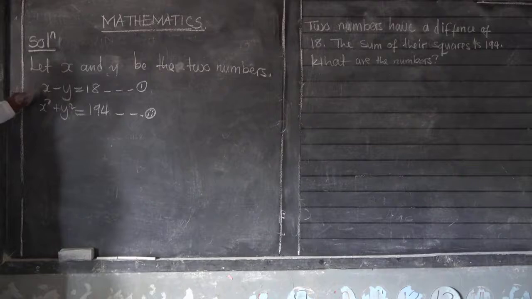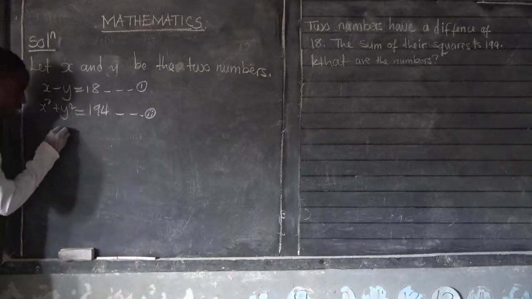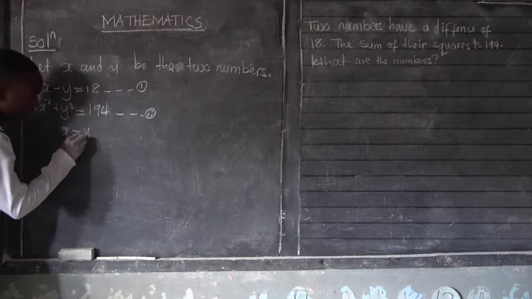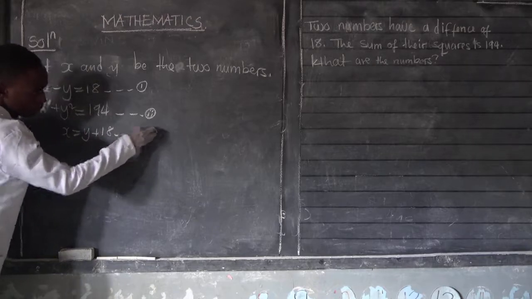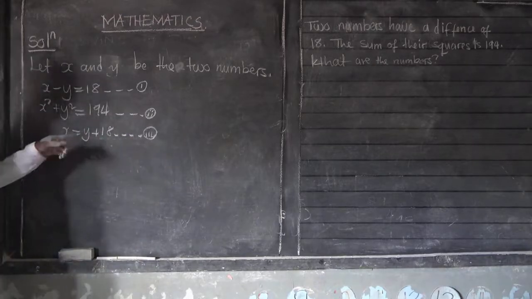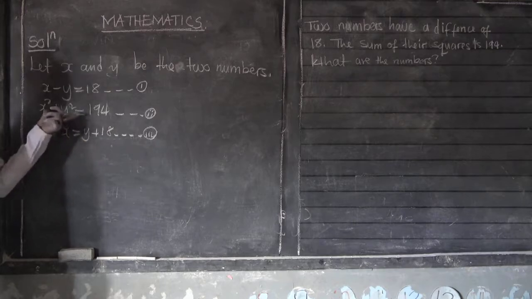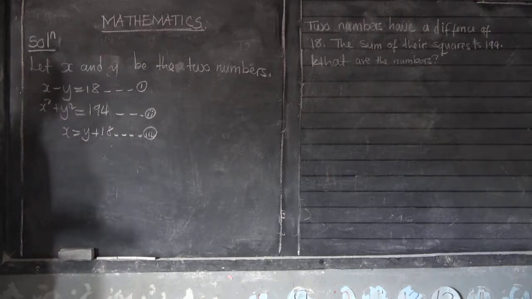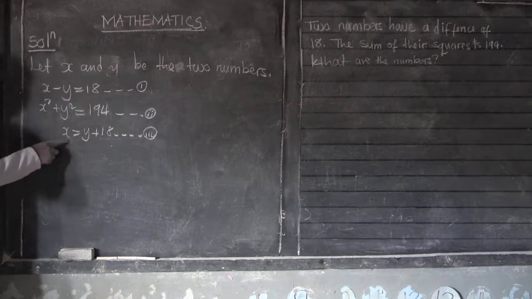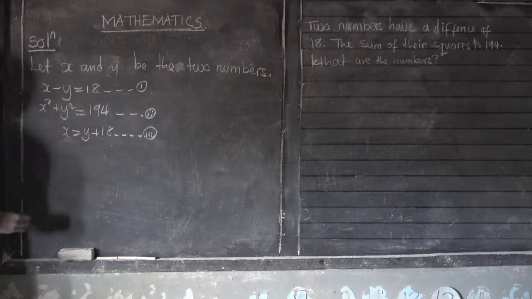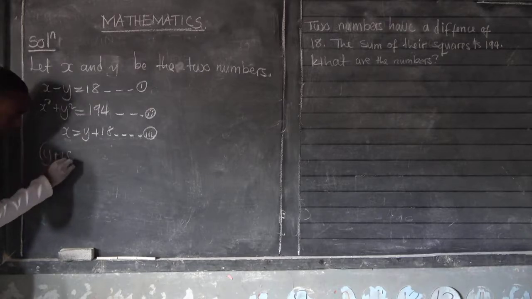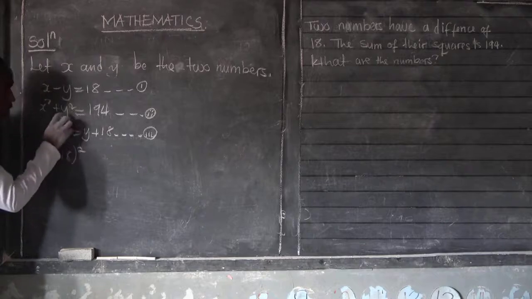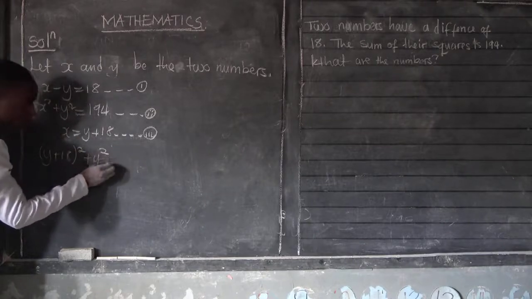From equation 1, we can derive another equation such that x is equal to y plus 18. We call this equation 3. Using equation 3, we're going to solve for y in equation 2. How do we do that? We substitute the value we find for x into the second equation. So x squared is as good as saying (y plus 18) squared, plus y squared, which is equal to 194.